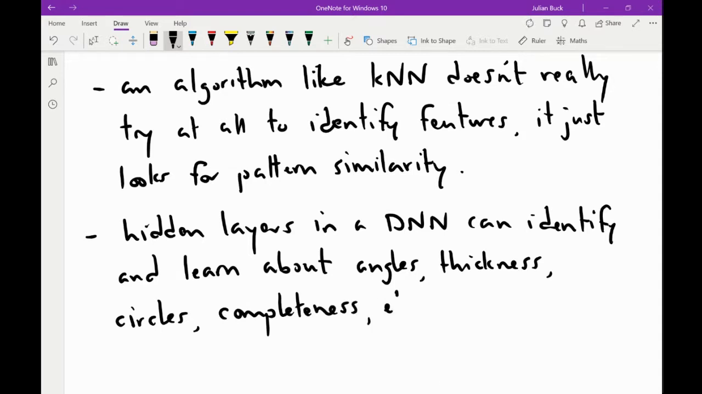Now, what we mean by this is, of course, the deep neural network is not going to figure out the word circle. It's not doing that. But what the hidden layers can do is identify that there is a characteristic in the data that we would describe in words as circles, and it can figure that out. It can learn what that essentially looks like. Same thing with thickness and so on. KNN isn't really doing that at all.